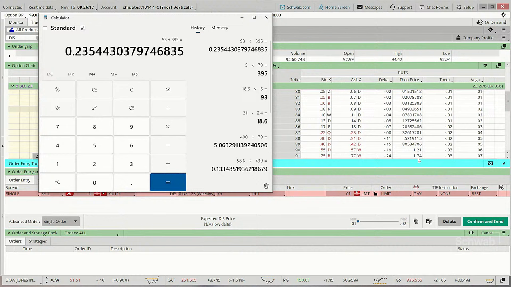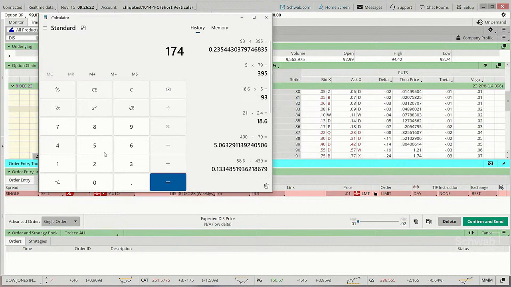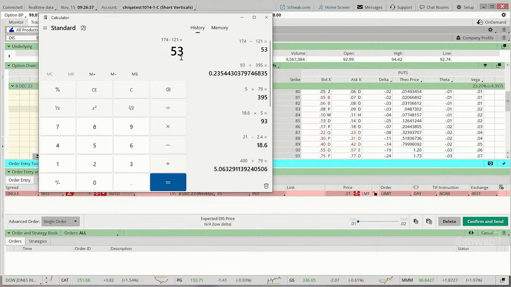Then we're going to buy back at 174 and we're going to sell our long then at 121. Whoops. Let me try that again at 121. That is a debit of 53. Okay. That's going to be a debit of 53. We did get a 21 cent credit though, right? So we're going to subtract from that our theoretical 21 cent credit. And that leaves us with a loss then of 32.